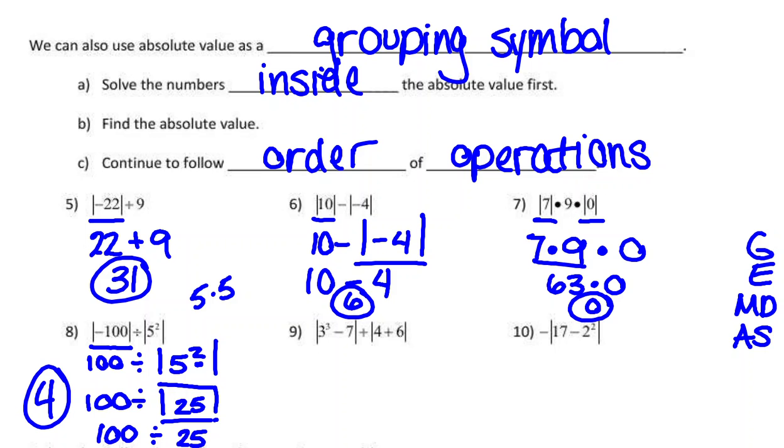Now number 9 also is a little tricky. We have to solve those groupings first. So we're going to look inside our first grouping, which is going to be here. But what do you solve first inside the grouping? Are you going to do the subtraction, or are you going to do the exponent? Well, in this case, we actually have to do the exponent first. 3 to the third power, and I can write that out as 3 times 3 times 3. 3 times 3 would be 9. 9 times 3 would be 27. So this is the absolute value of 27 minus 7, close absolute value, plus the absolute value of 4 plus 6, close absolute value.